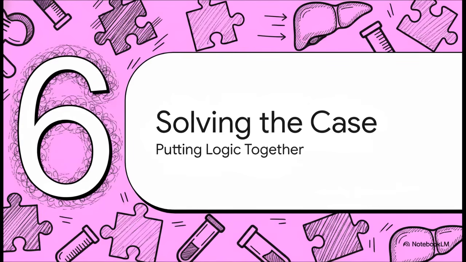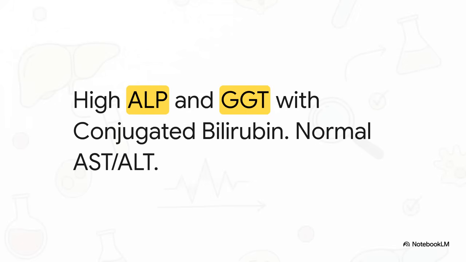Section 6. Solving the patient case, putting the logic together. Okay, it's time to bring back our patient John and apply all this rigorous logic to his specific symptoms. We have all the puzzle pieces now. John's lab results show massively elevated ALP, high GGT, and heavily elevated conjugated or direct bilirubin. However, his ALT and AST are completely normal.